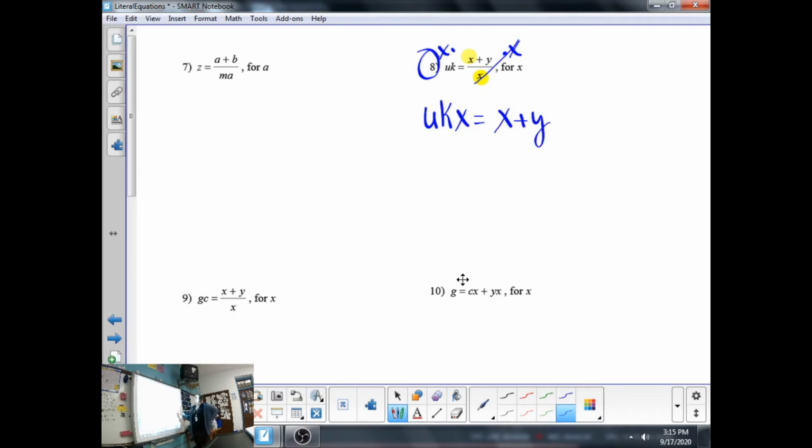Now again, x is on multiple sides of my equation. I need to gather the x terms together so that they are both on the same side. To do that, I'm going to subtract the x over so that it is on the left with the other terms.